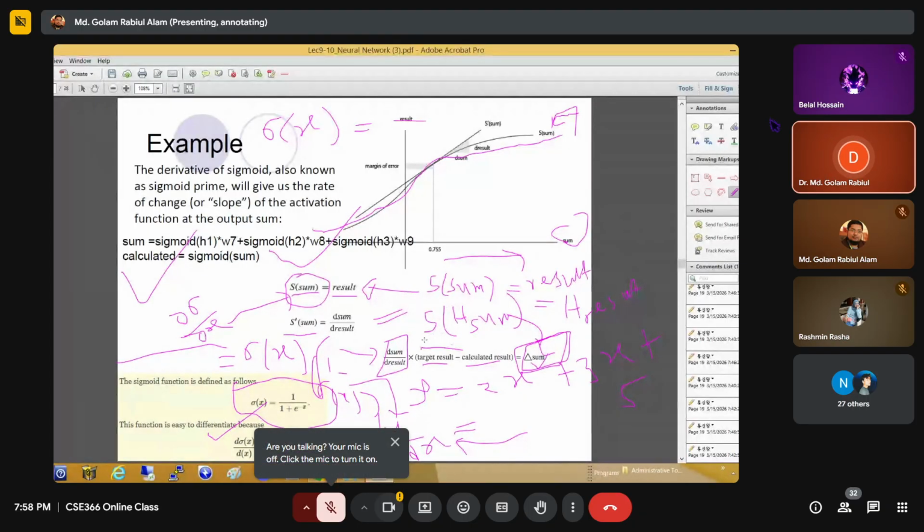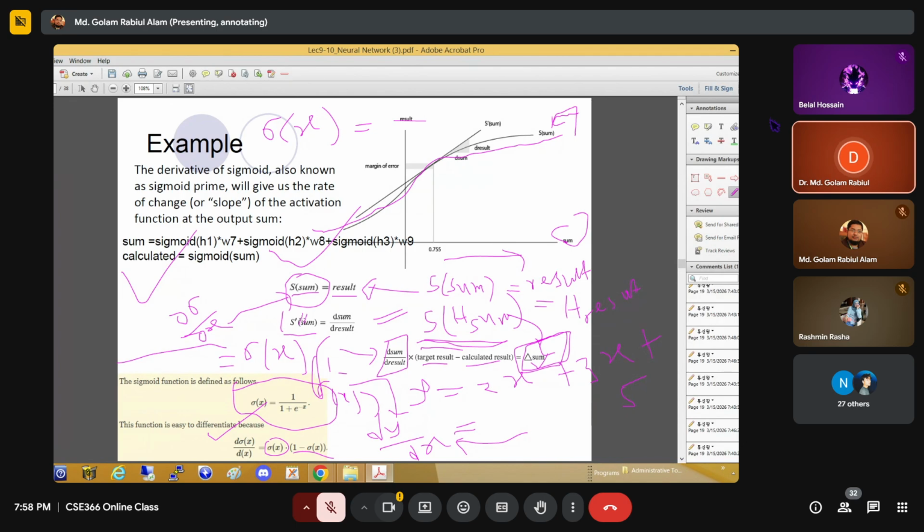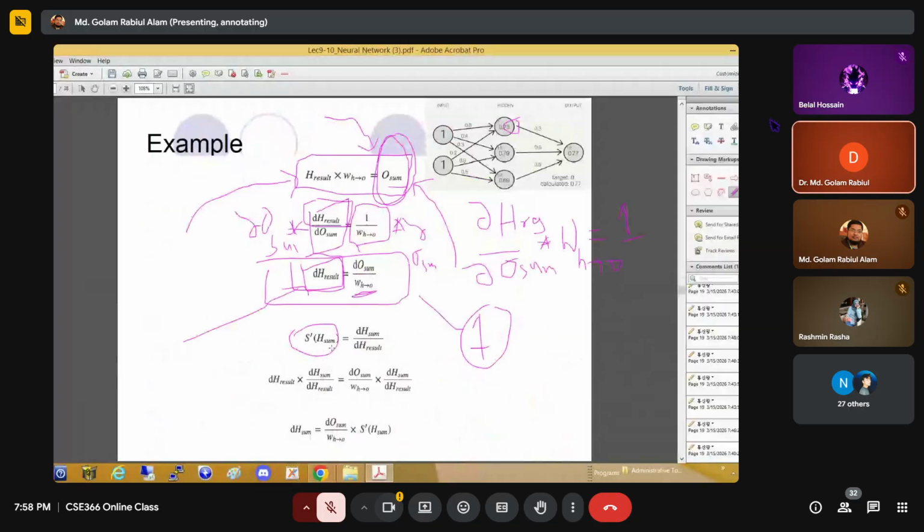So then we can find out the derivative of the sigmoid of the hidden sum. The derivative of the sigmoid of the sum is delta results by delta sum. Then the derivative of the sigmoid of the hidden sum will be delta hidden results by delta hidden sum. Just instead of sum, we have to think about the hidden sum, H sum. Okay, same equation. So this equation we want to apply here.